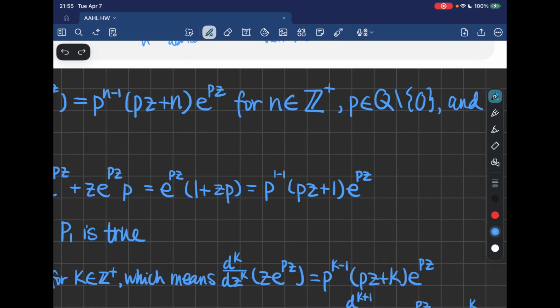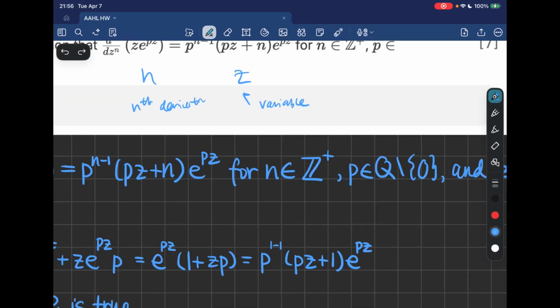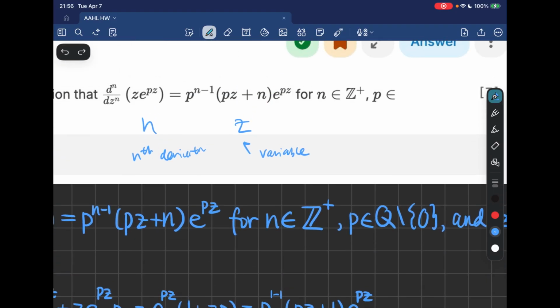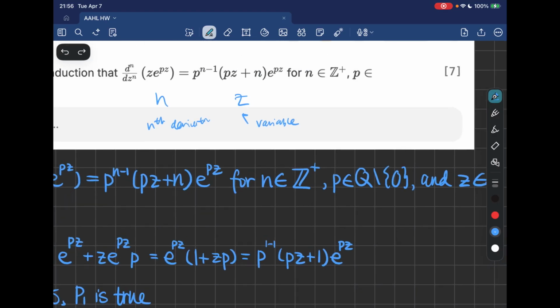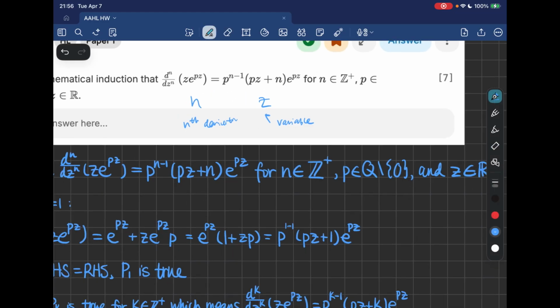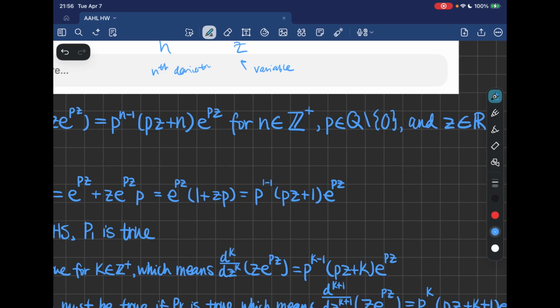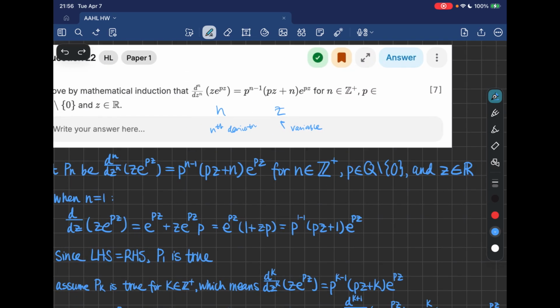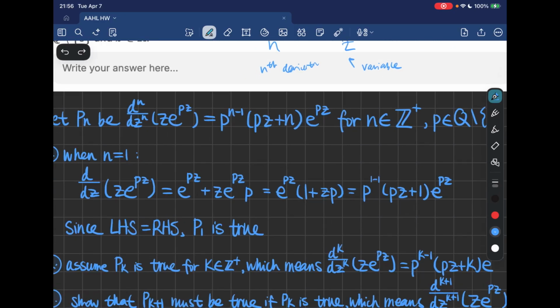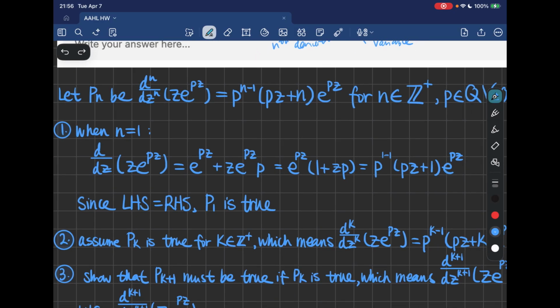So how? We already have this, and we already have this, right? N equals 1 here. So we need this. How do we get it? Well, p to the power of 1 minus 1 equals p to the power of 0, and that equals 1. So essentially, we can write this derivative exactly like this, which satisfies the right-hand side. So since the left-hand side equals the right-hand side, P1, the base case, is true.